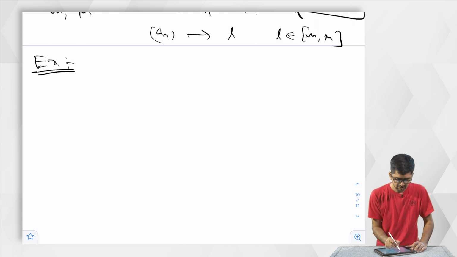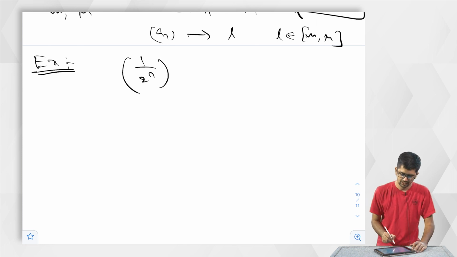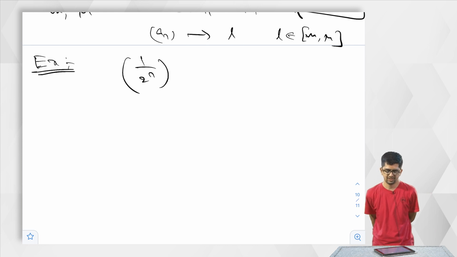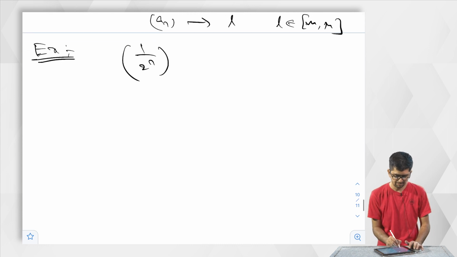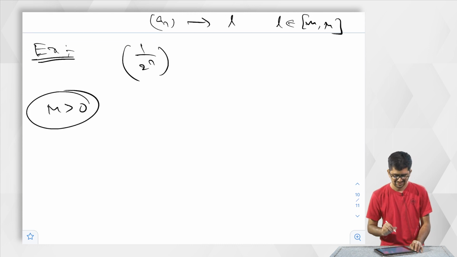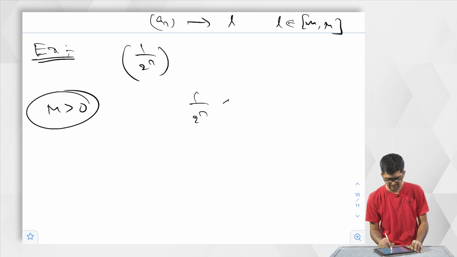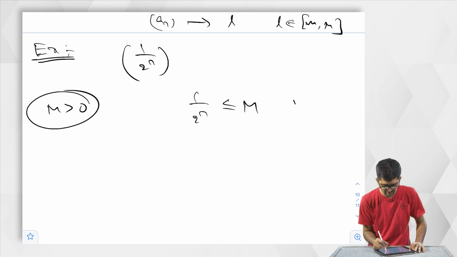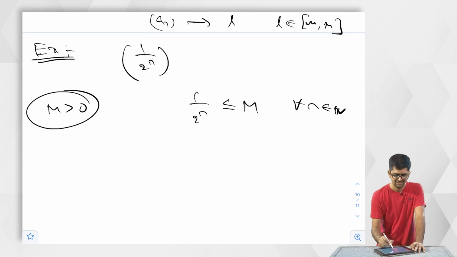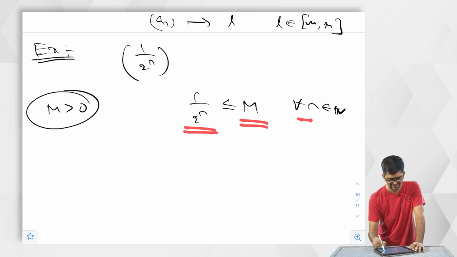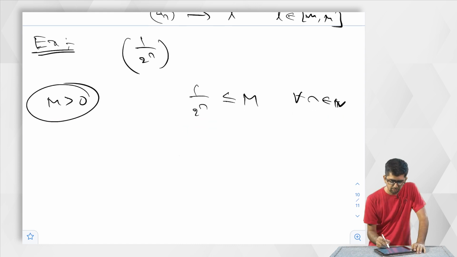So let us take the sequence 1/2ⁿ. First of all, is it a bounded sequence or not? That is a question. So we are looking for some element M positive such that 1/2ⁿ is less than or equal to M for every n belonging to the naturals. Is there M positive such that 1/2ⁿ is less than M for every n belonging to the naturals? Suppose this is the case. See, we have seen already before that 2ⁿ is positive always. So this is also positive. So we have this condition.